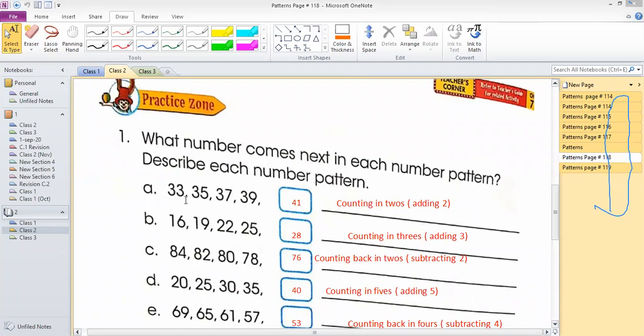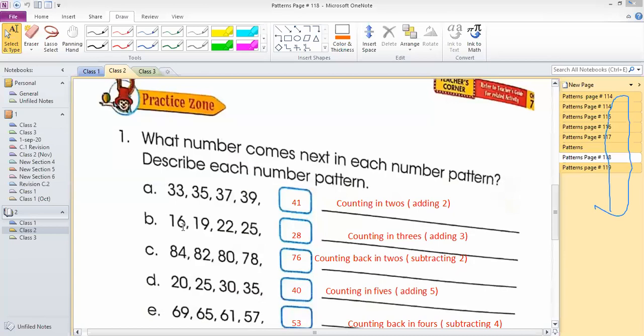So when we look at 33, 35, 37, 39, we identified that we are counting in twos here. So after 39, we again count two and we get the other number, that was 41. And in the pattern we write that we are counting in twos or we are adding two. Same we did for B.